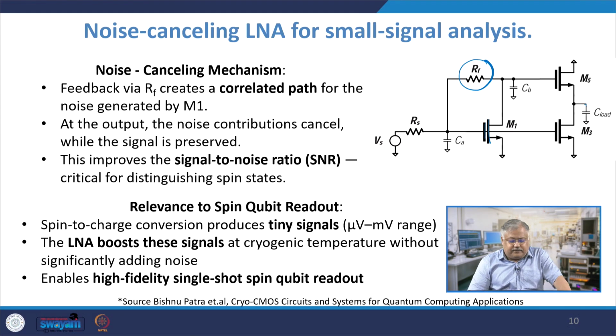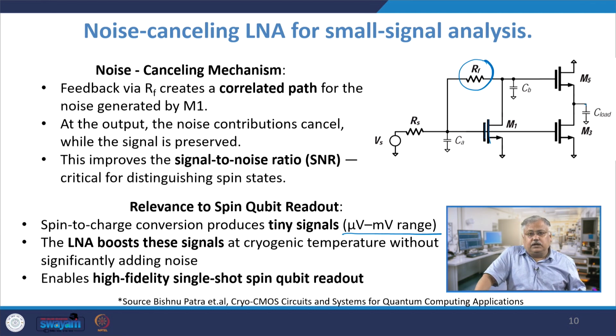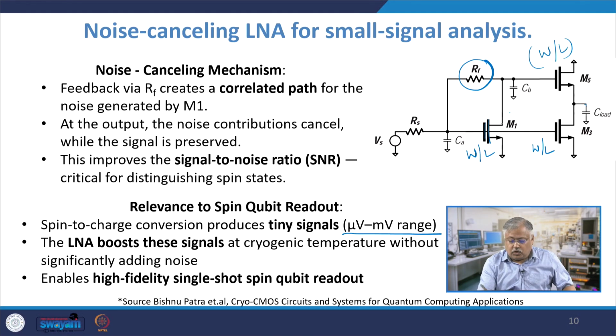Now, spin to charge conversion, as I discussed with you, will always take place in the order of microvolts to millivolts range, and enables high fidelity single shot spin qubit readout. This allows you a high fidelity single shot readout. This is important, because how you determine the aspect ratio of the inverters and all the transistors here will determine how far amplification can be carried out for spin qubit readout circuitry, correct. This is typically of the order of few microvolts to millivolts, tiny signals are available here.